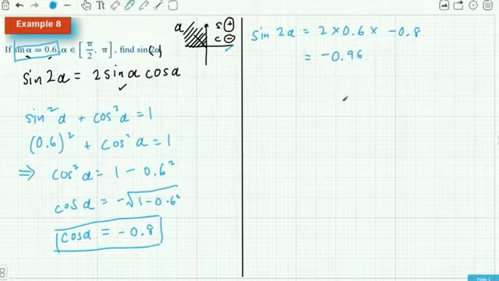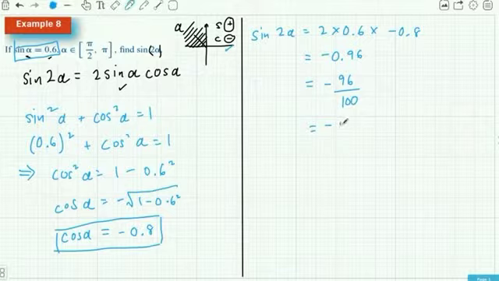If you wanted to give this in exact form, not like a decimal, you might need to give it sometimes as a fraction. This is 96 hundredths. So if you think about both of these, divide the top and the bottom by 2. So 48 over 50, divided by 2 again, 24 over 25, beautiful.